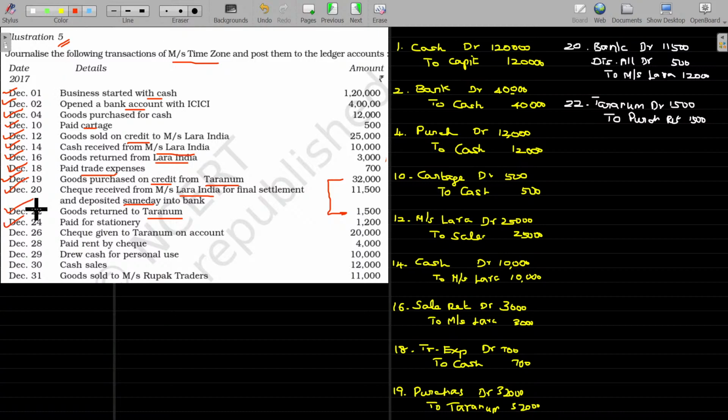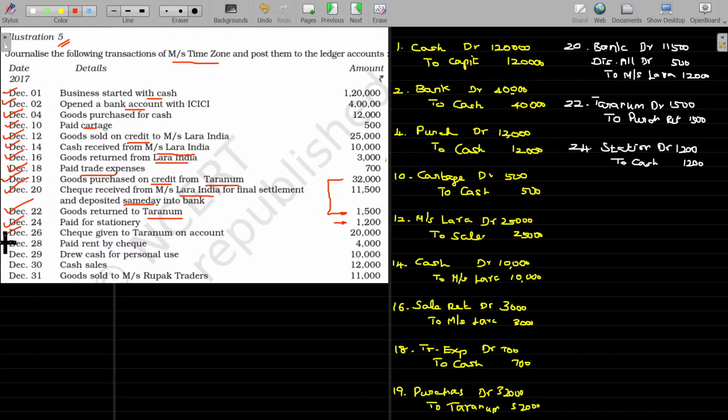24th December, paid for stationery 1,200. Okay, expenses. I assume that the payment made by way of cash. So on 24th, stationery account debit to cash. The value being 1,200.